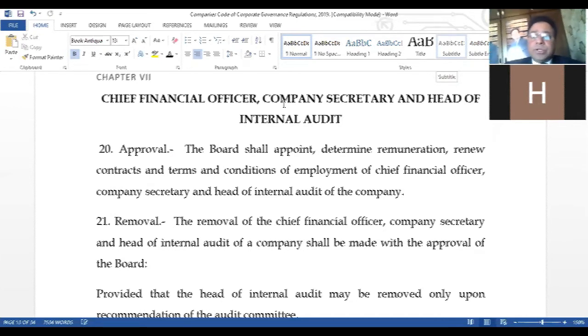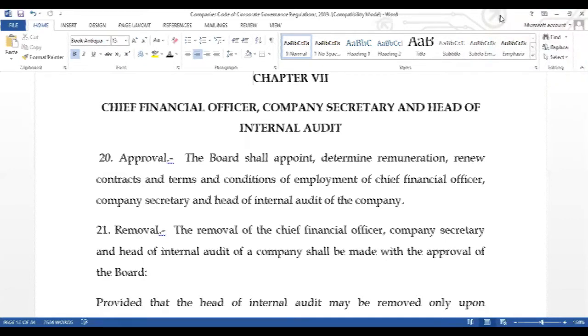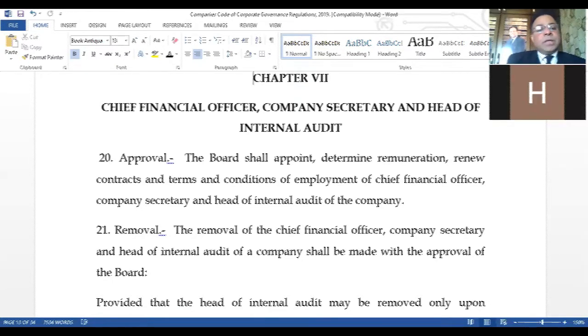Our session relates to corporate governance regulations meant for listed companies. In our discussion, we will discuss regulations 20 to 24, which deal with the chief financial officer, company secretary, and head of internal audit. In this chapter, we will discuss at length their duties. We will discuss their approvals, their removals, etc.